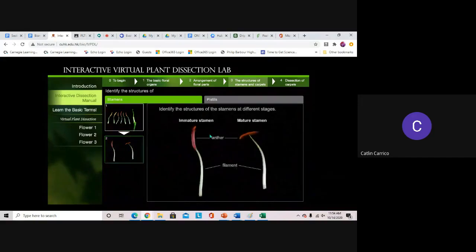So what we're looking at is just the male part. This is all the stamen, immature and mature. You have the anther, and then what's known as a filament.